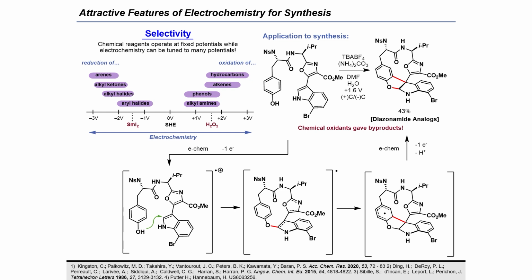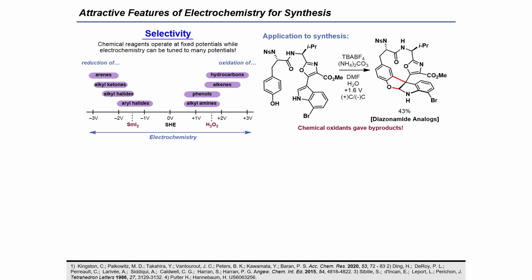Next, the phenol can act as a radical acceptor for the indole radical, resulting in formation of the key carbon-carbon bond of the macrocycle. Finally, anodic oxidation and loss of a proton can afford the desired product selectively. By engaging in direct electron transfer over chemical activation, the byproduct profile was significantly cleaner and allowed access to this key intermediate in synthetically useful amounts.